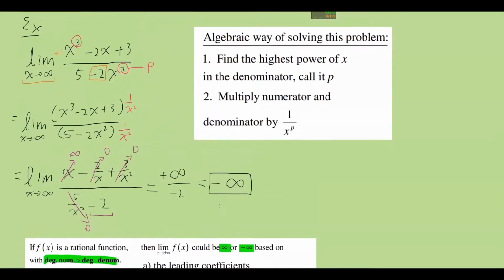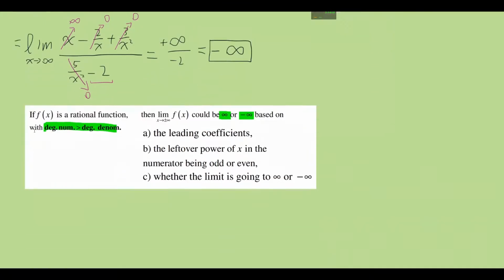So one way to really do this without making a careless mistake is using the algebraic way to solve the problem, right? Identify the degree of the denominator and multiply by 1 over x to that power, and then simplify and take the limit and see whether you get a positive infinity or a negative infinity. And this is for when a degree of numerator is greater than the degree of the denominator.